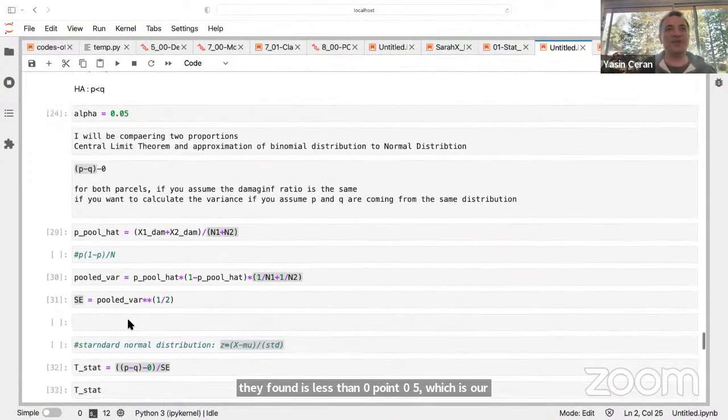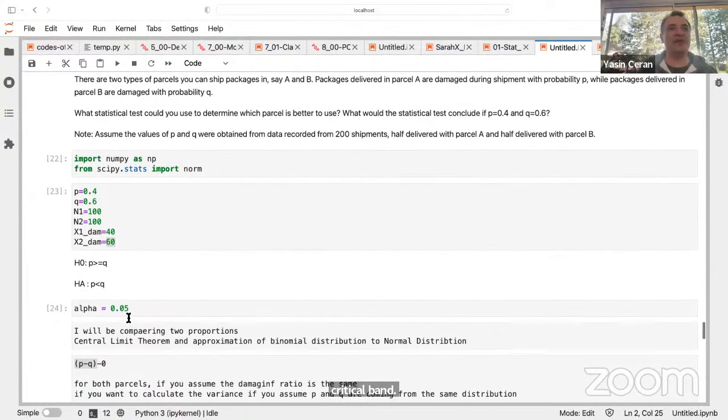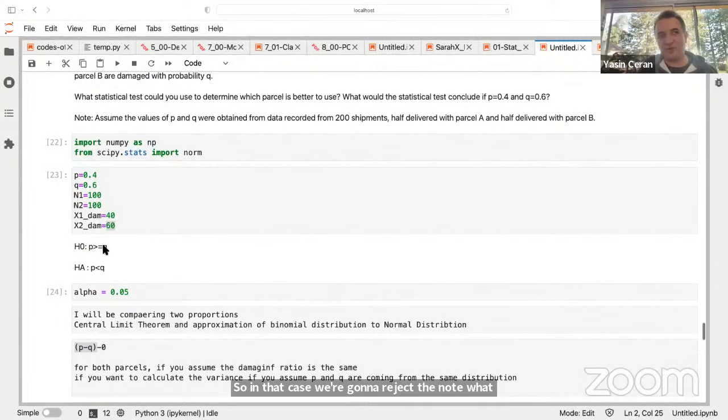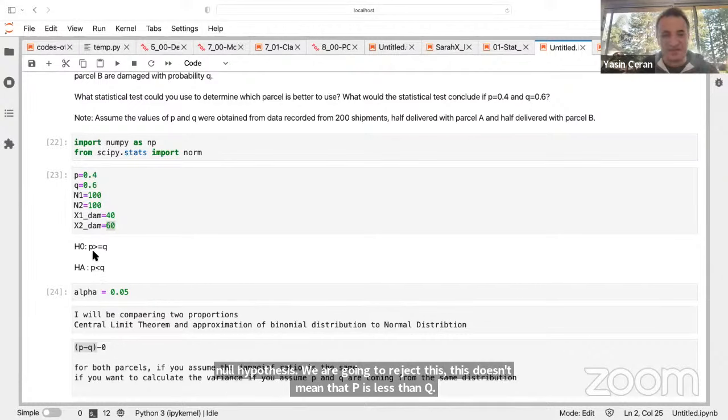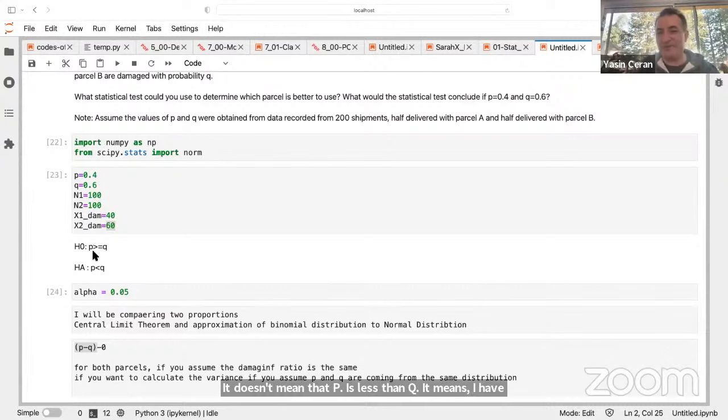So in that case, we're going to reject the null. What is null here? P is greater than Q. This was our null hypothesis. We are going to reject this. This doesn't mean that P is less than Q. It means I have enough evidence to reject the null hypothesis. That's it. I don't have evidence that P is less than Q with certainty, but I have enough evidence that I can reject the null hypothesis. That doesn't mean that P is less than Q. I hope this part is also clear.